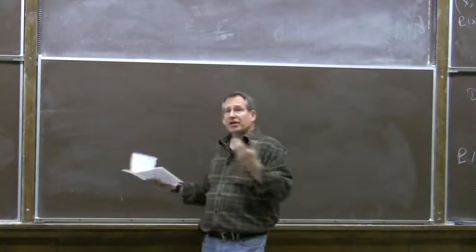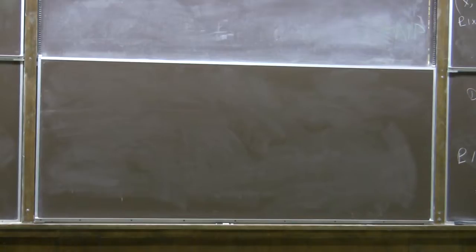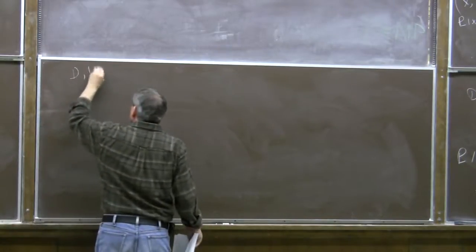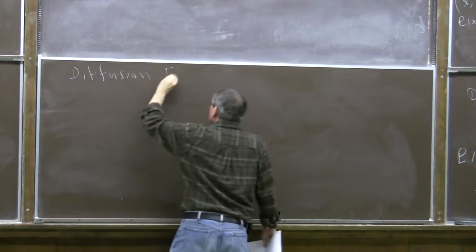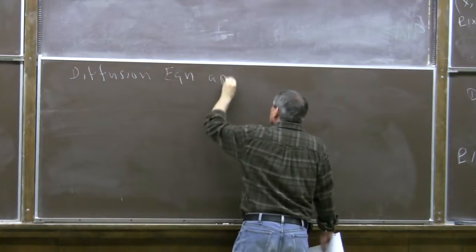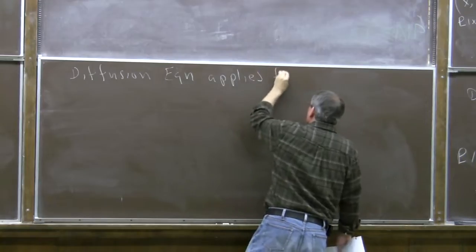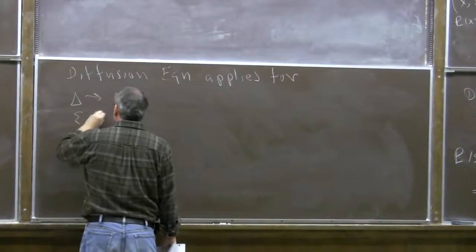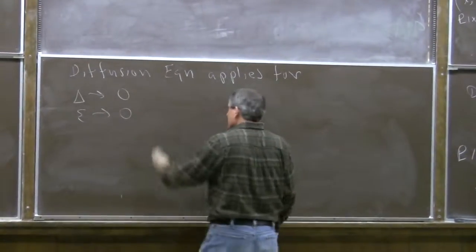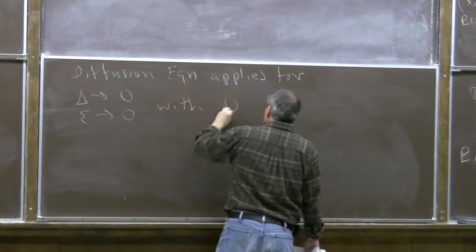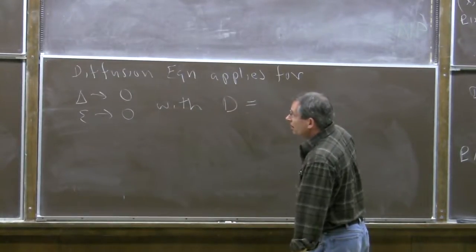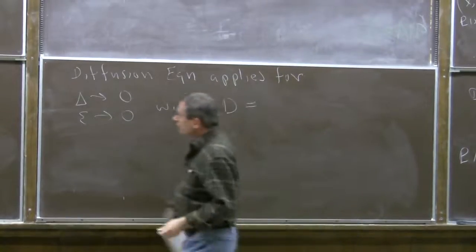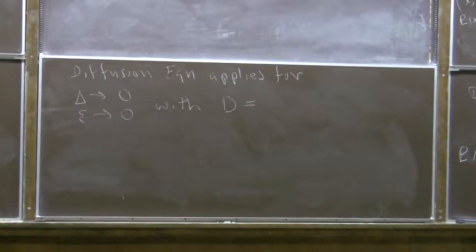So the formal limit that we took to get a diffusion equation is the delta goes to zero limit. The diffusion equation applies for delta goes to zero and epsilon goes to zero, but what we hold fixed is the diffusion constant, which is delta squared over 2 epsilon.